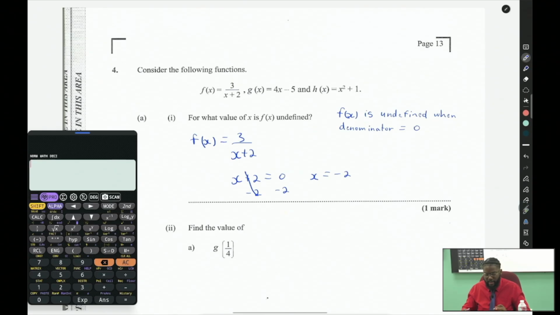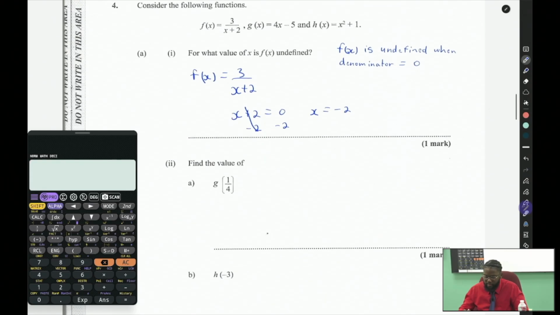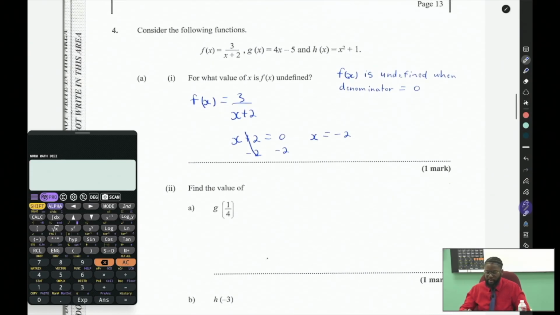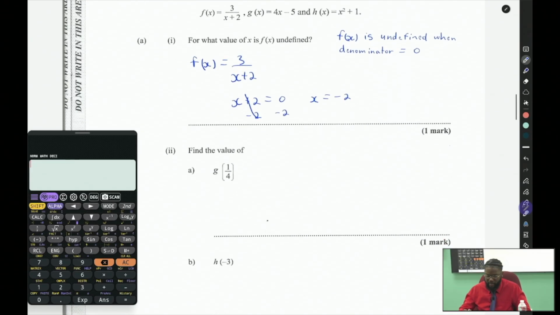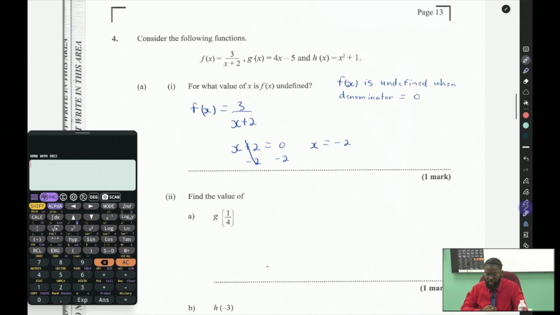Because if you divide anything by 0, if you put it in a calculator, you will get math error, syntax error, undefined, basically. So next, we need to find the value of g of 1 over 4. We know that g(x) is equal to 4x minus 5. So we're going to simply substitute our x value for 1 over 4.